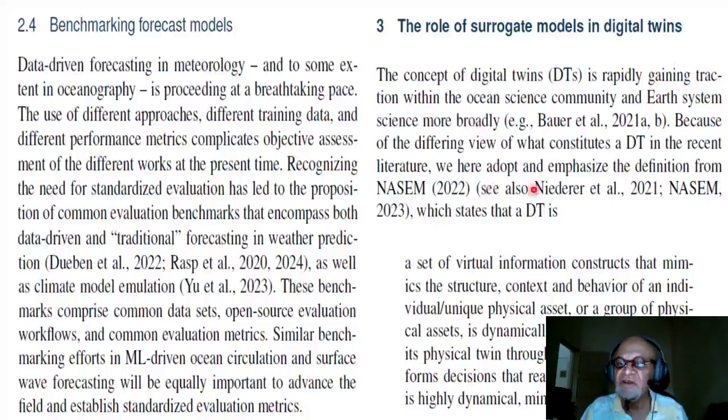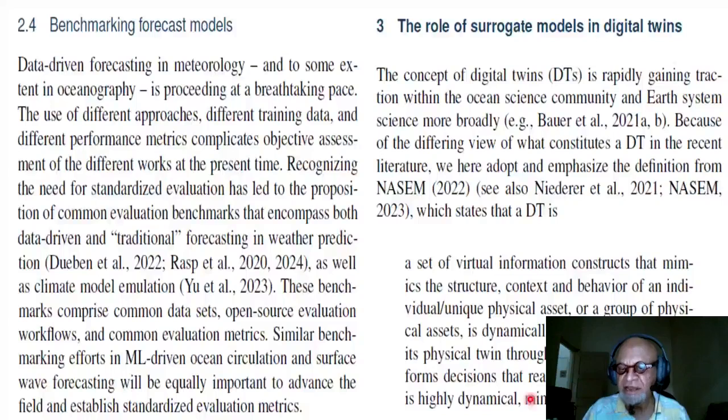Okay, because of the differing view of what constitutes a digital twin in recent literature, we here adopt and emphasize the definition from the National Academies report. I think that's what this is called, NASEM. Anyway, you can look it up. A set of virtual information constructs that mimics the structure, context, and behavior of an individual unique physical asset, or a group of physical assets, is dynamically updated with data from its physical twin throughout its life cycle and informs the decisions that realize value.